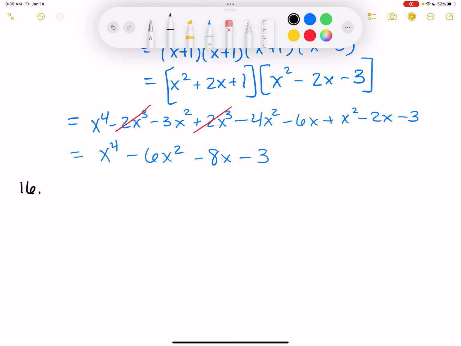All right, so same instruction, 16. We've got negative 1 of multiplicity 2, and negative 2 minus i of multiplicity 1.